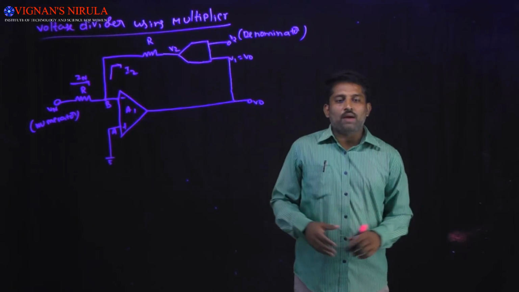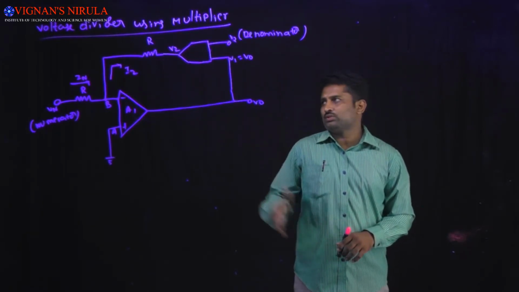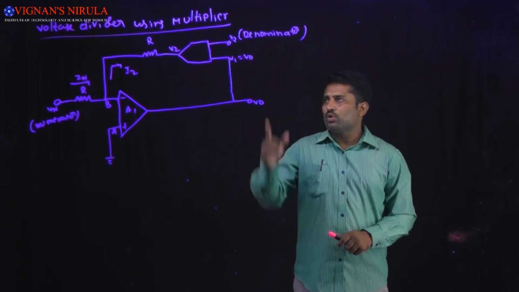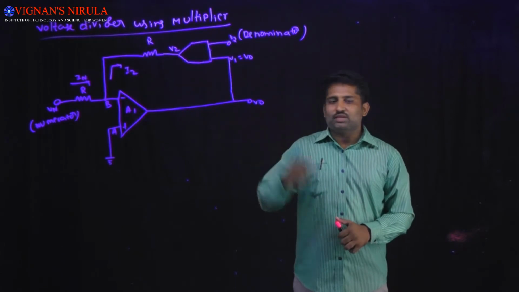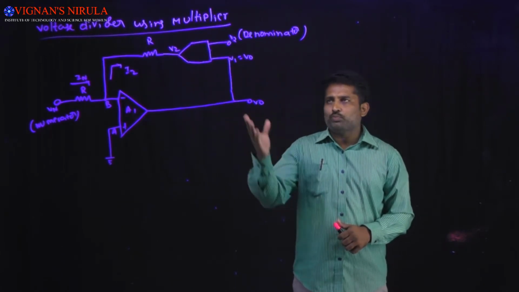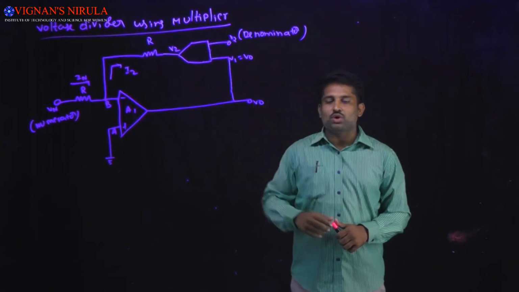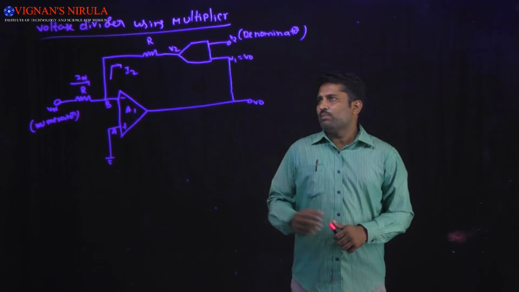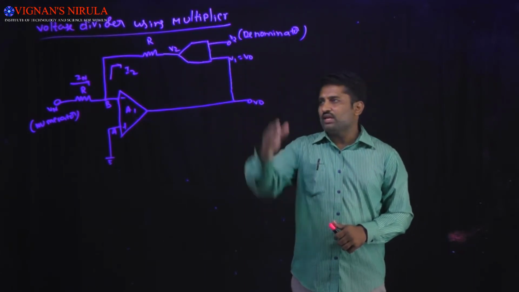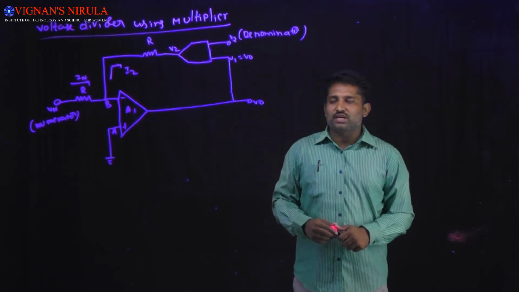Coming to the applications of multiplier integrated circuits. The first application is voltage divider using multiplier. The circuit in which the output voltage is the division of two input signals is called a voltage divider circuit, and using the multiplier, here I am going to represent the voltage divider circuit.